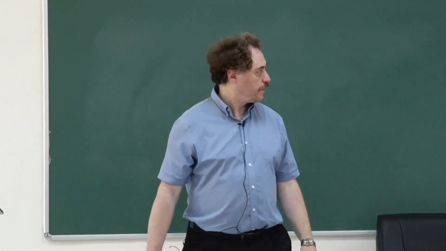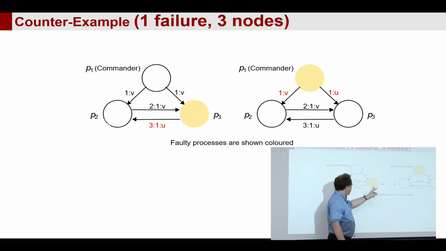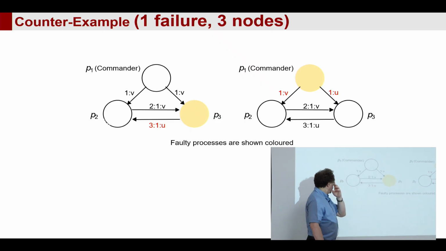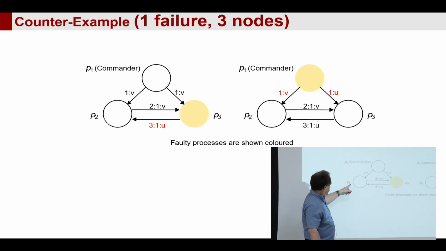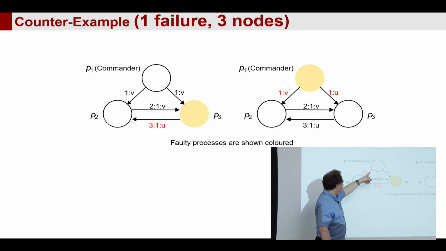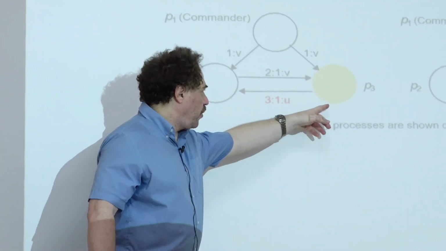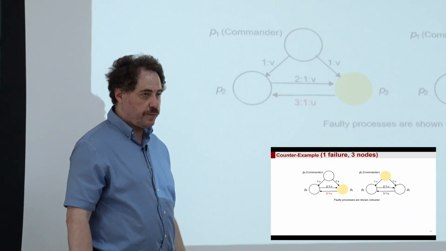Now, this is a case with 3 nodes. So there are 2 different scenarios. In the first scenario, P3 is Byzantine, and in the second scenario, the commander is Byzantine. Let's look at both scenarios and see what P2 is doing. So P2, in the first scenario, is getting the value V from the honest commander, and is getting the value U from P3, which is Byzantine. So there is no majority.